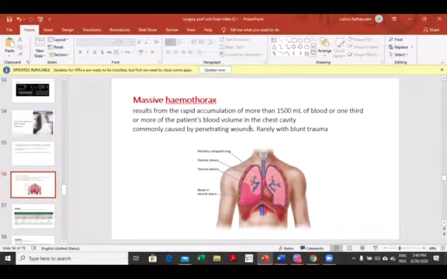Then the massive hemothorax is accumulation of more than 500 milliliters of blood in the chest cavity. It commonly happens in penetrating wounds and rarely occurs with blunt trauma.